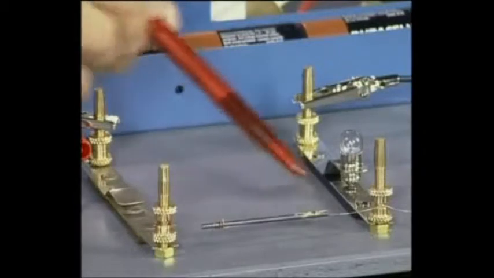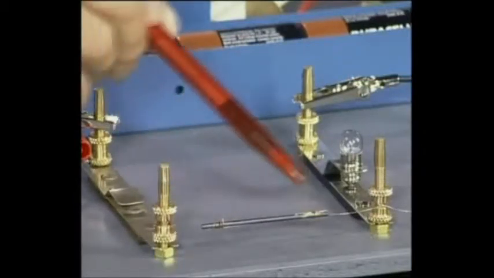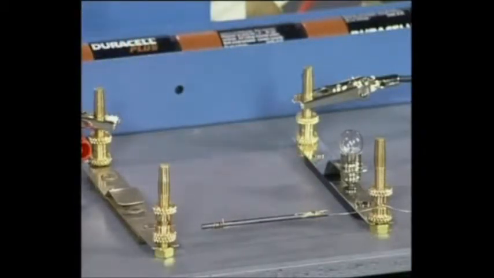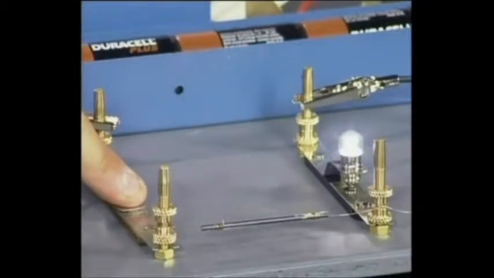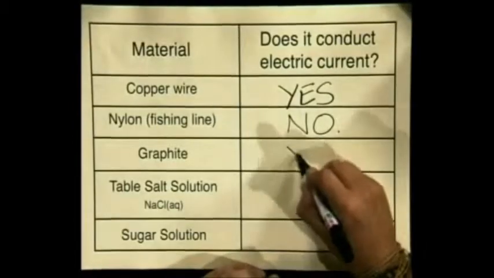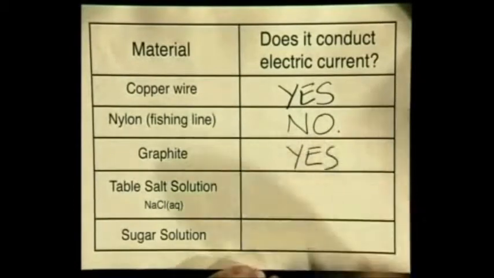Here is our third material, which is a piece of graphite, which is commonly known as pencil lead. I will now close the switch. Notice that the bulb is glowing brightly. The answer here is yes. The graphite will conduct electric current.